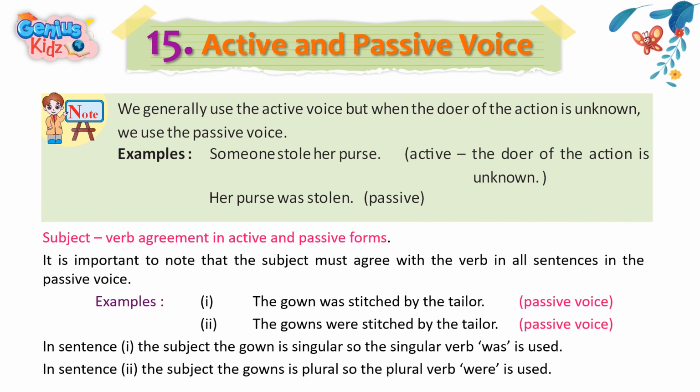Subject-verb agreement in active and passive forms. It is important to note that the subject must agree with the verb in all sentences in the passive voice. Examples: 1. The gown was stitched by the tailor. Passive voice. 2. The gowns were stitched by the tailor. Passive voice. In sentence 1, the subject the gown is singular, so the singular verb was is used. In sentence 2, the subject the gowns is plural, so the plural verb were is used.